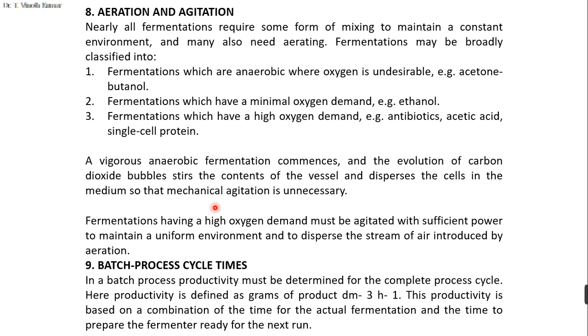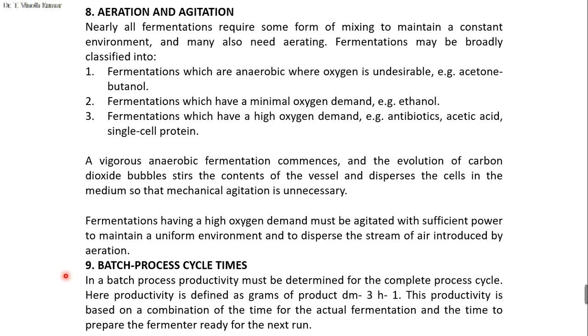The fermentations which are anaerobic, where oxygen is undesirable, that is the first point. Second one is fermentation with minimal oxygen demand, like ethanol, where minimal oxygen is supplied, that is more than enough. And high oxygen demand for antibiotics, that is primary metabolite and secondary metabolite production, this will incur much more aeration and agitation cost also.